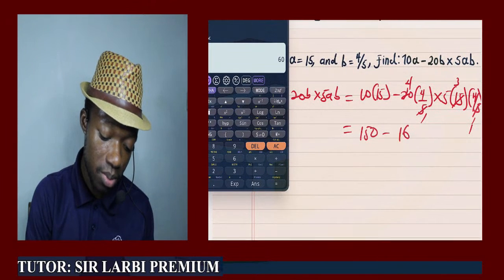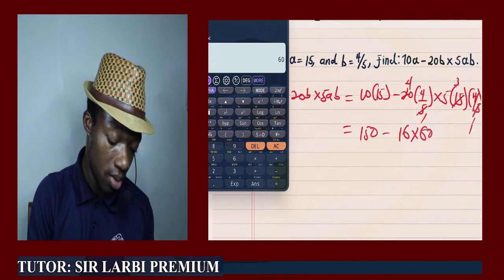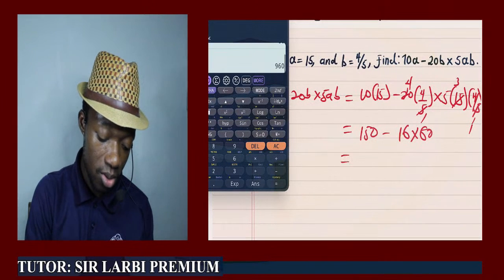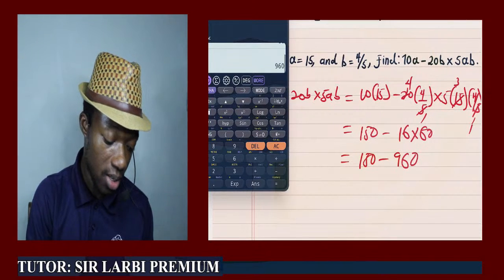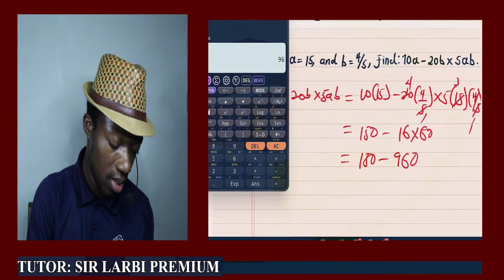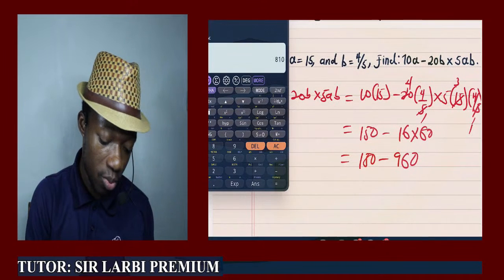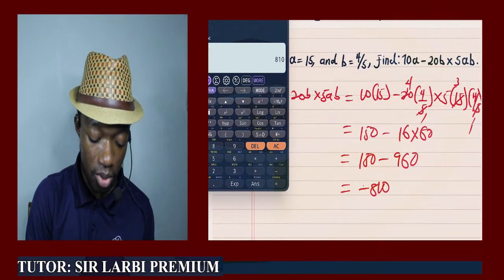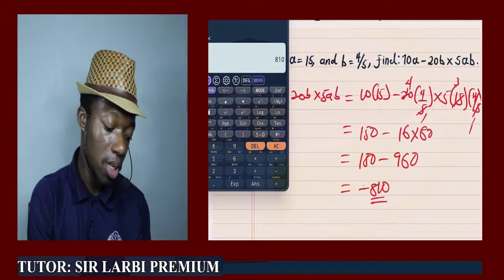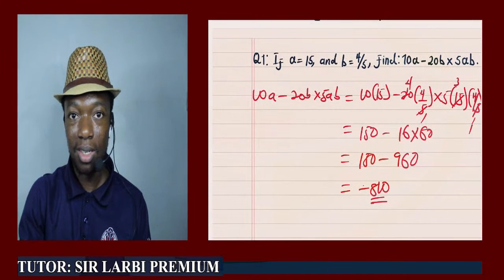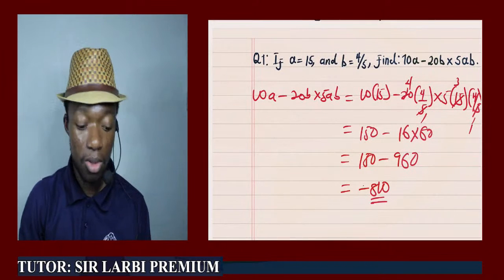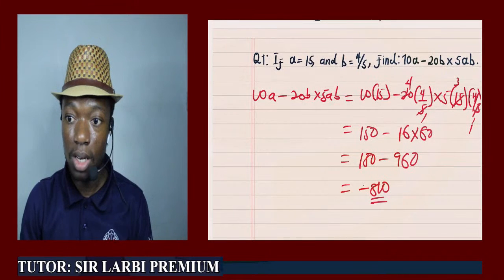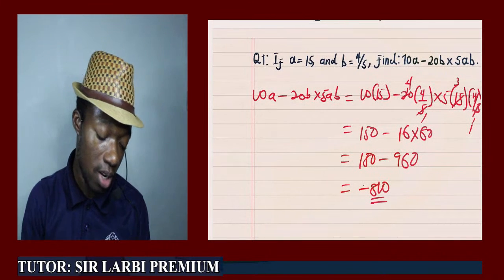So 60 multiplying 16. Let's see what we'll get multiplying 16. We are supposed to get 960 there. So we have here 150 minus 960. So the difference between the two, 960 minus 150, we are supposed to get negative 810 there. So you are done. That's going to be the answer to this. This is just substitution generally. You just have to look at the algebraic expression given here and then substitute in the values, and then you are good to go. So let's take note of that. So that is question one.